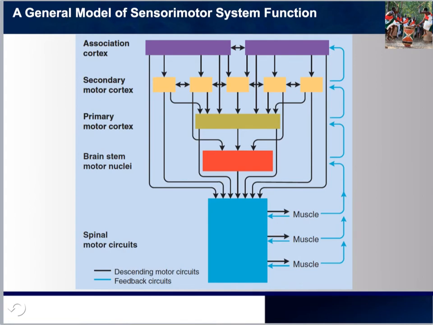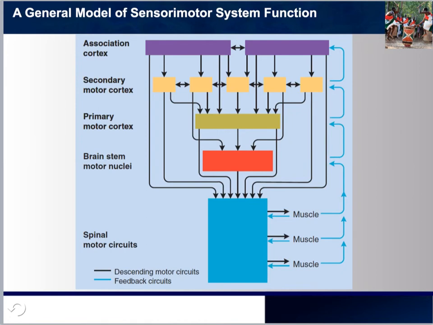This figure shows us the general model of the sensorimotor system. Please note that the hierarchical structure is present here with a functional segregation of the levels. We have the secondary motor cortex up on top right here. You have the association cortex at the very top, then primary, brainstem motor nuclei, and then the spinal motor circuits that would eventually be sent out so that we could flex our muscles or move out of the way.